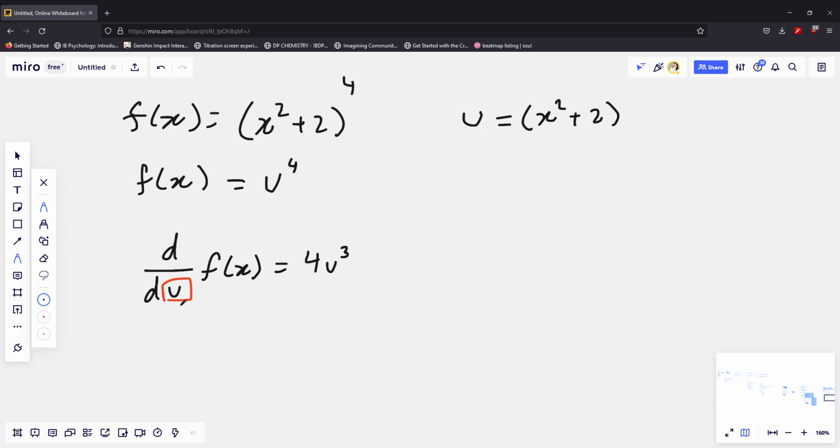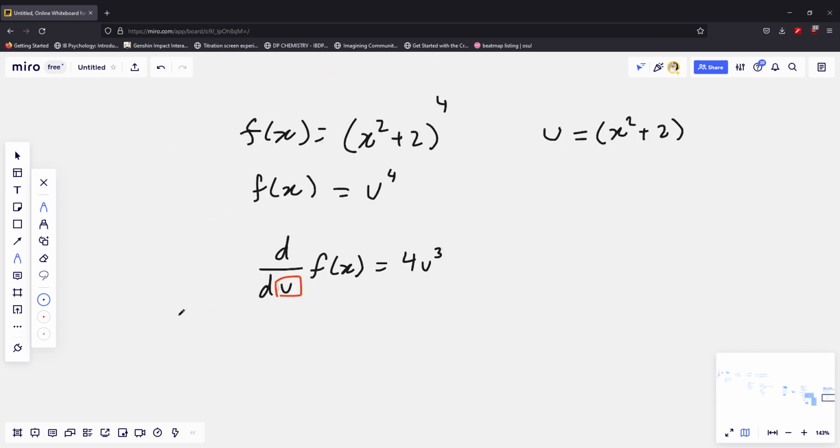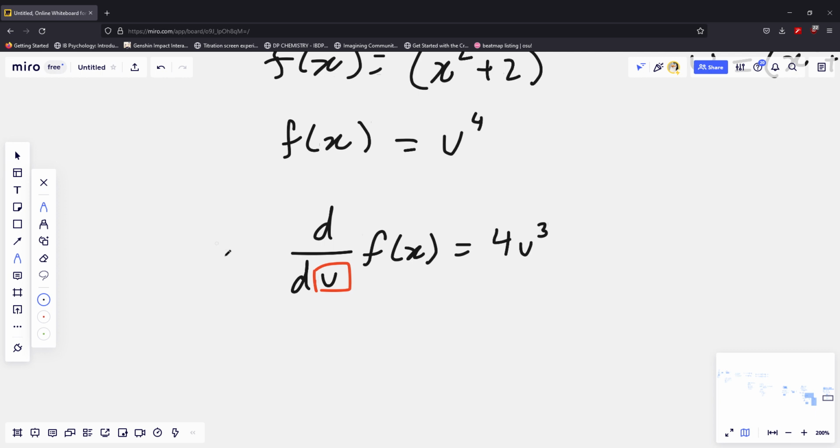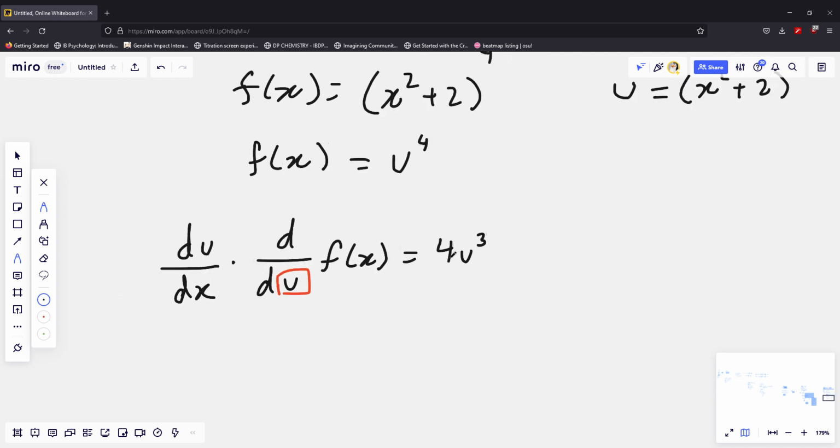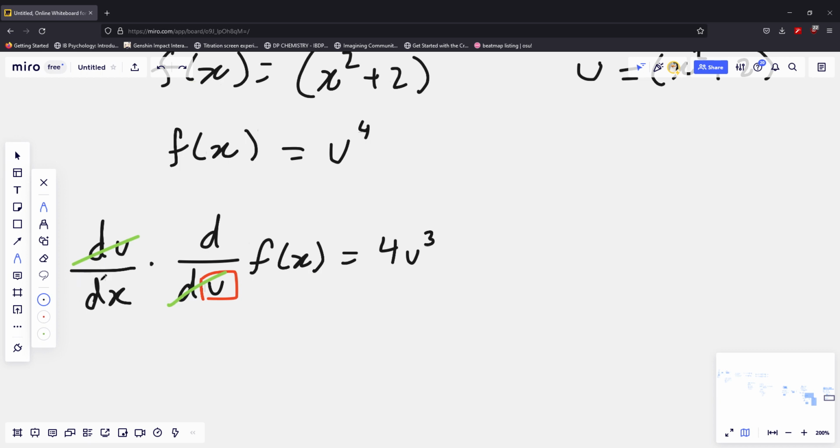We didn't want the derivative with respect to u, we wanted it with respect to x. So what are we going to do? That's the beauty of it. We're going to multiply this by the derivative of u with respect to x, du over dx. You'll notice that this is a bit of a weird step, but it makes sense. What are we doing? We're canceling out du, and we're left with d over dx, which is what we're looking for.